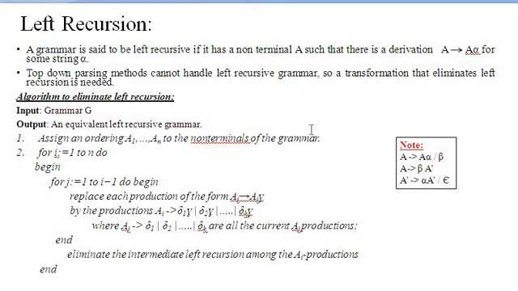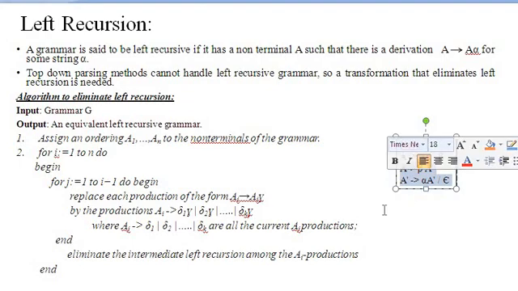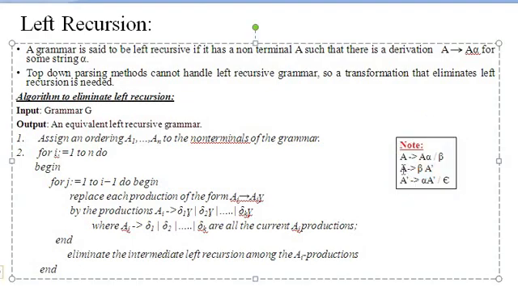So here are the basic rules for removing left recursion. If you have any grammar in this form, A gives A alpha or beta, then you can write it in this form, which has left recursion removed. First, A gives beta A dash, and A dash gives alpha A dash or epsilon.